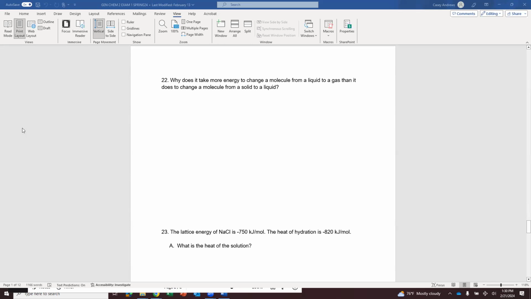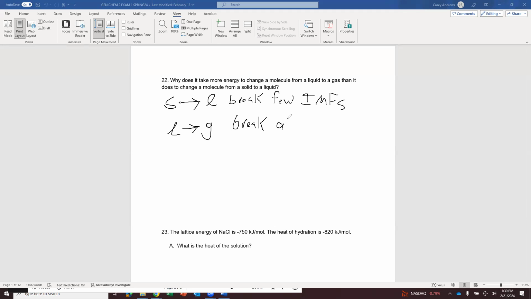All right, 22. Why does it take more energy to change a molecule from liquid to gas than from solid to liquid? All right, so when you're going from a solid to a liquid, you are breaking few intermolecular forces. From a liquid to gas, you're breaking all intermolecular forces. It takes energy to break a bond.